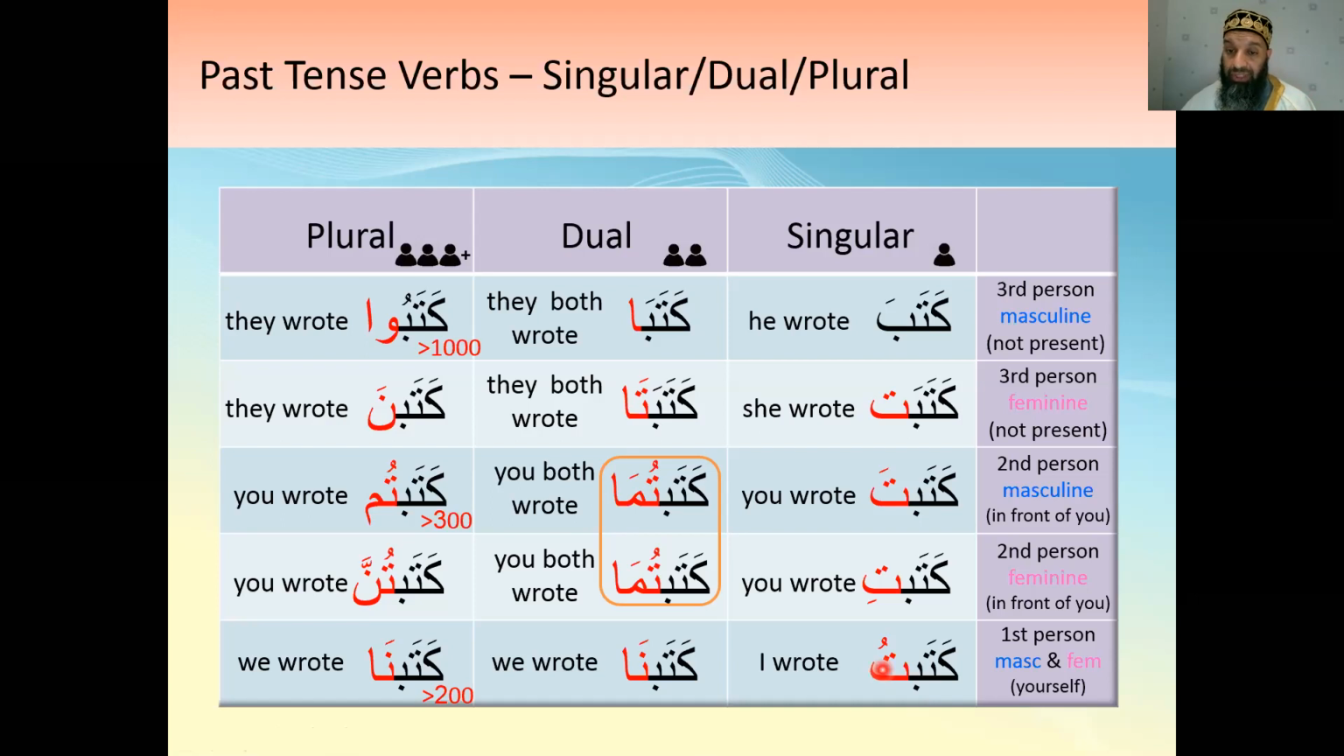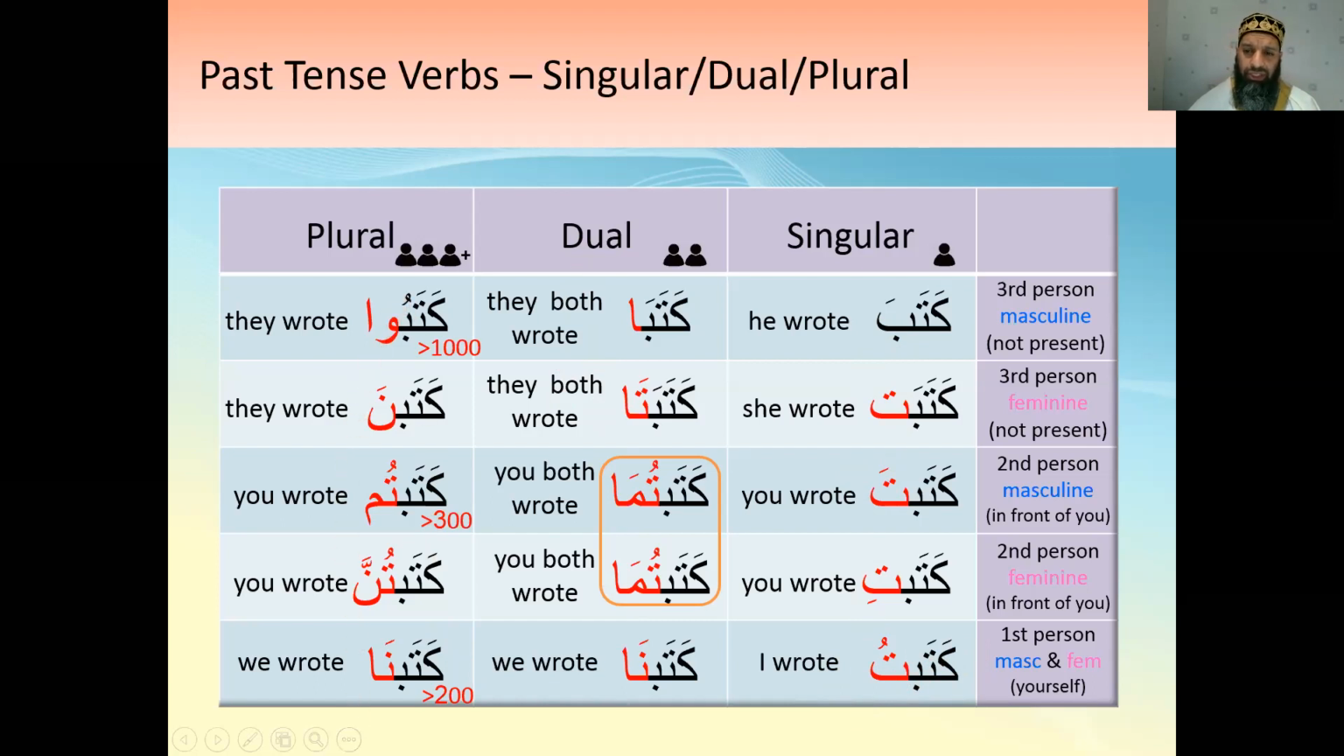Khalaqtu means I created. وَمَا خَلَقْتُ الْجِنَّ وَالْإِنسَ إِلَّا لِيَعْبُدُونَ. Allah subhanahu wa ta'ala says, I did not create the jinn and mankind except that they worship me. So this is the template for the past verb tables.